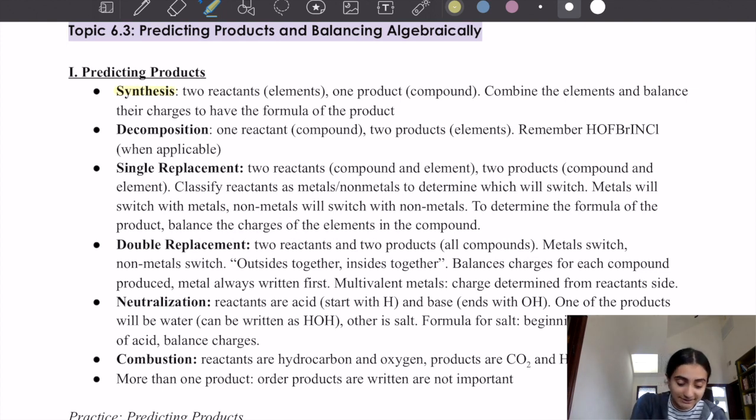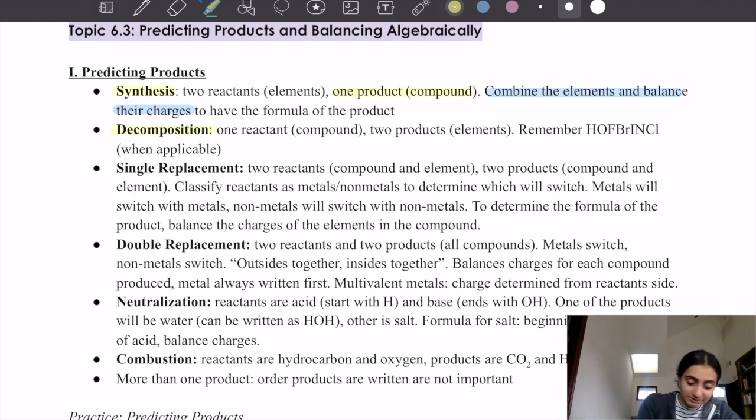So first we have a synthesis. And as I mentioned in my previous video, synthesis reactions will start with two elements or an element and a polyatomic ion, and they will have one product, which is a compound. So to predict the products for a synthesis reaction, you just combine the elements and balance their charges to have the formula of the product.